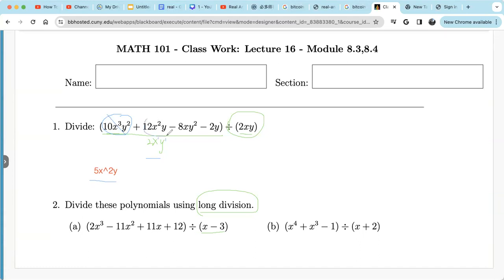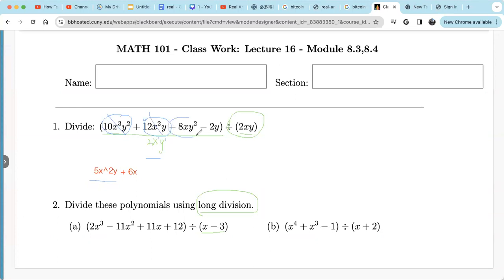The second term is 12x squared y divided by 2xy. The operation is plus, so we write down plus. 12 divided by 2, we get 6. x squared divided by x, that's just x. y divided by y becomes 1. 6x times 1 is still 6x, so we don't bother to write multiply by 1. So we're done with the second term.